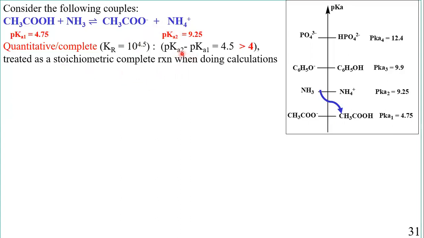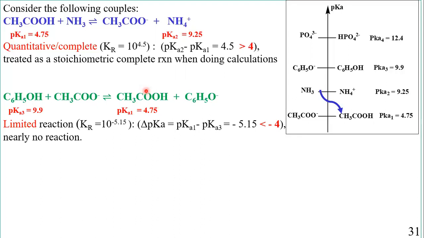So in this case, it will be pKa2 minus pKa1, which is 9.25 minus 4.75, which is 4.5. Look at this change in pKa. It's greater than 4. And that means my reaction is quantitative and thus treated as complete in doing calculations. My KR is 10 to the 4.5, which is greater than 10 to the 4, hence the idea of being complete, quantitative, treated as complete in reactions.